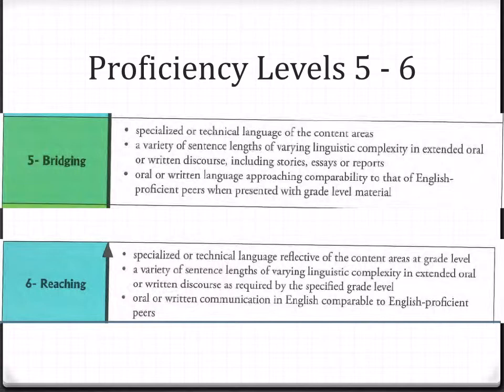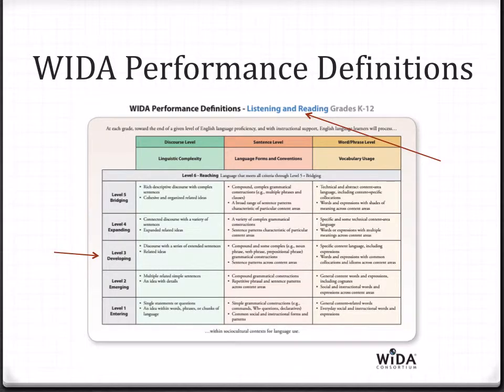Now that you understand the meaning of the overall proficiency levels, we can begin to look more closely at students' proficiency levels within each language domain. The 4 language domains are listening, speaking, reading, and writing. WIDA has created performance definitions for receptive skills, which are listening and reading, and productive skills, which are speaking and writing. Each language domain is broken into the discourse level, the sentence level, and the word or phrase level.